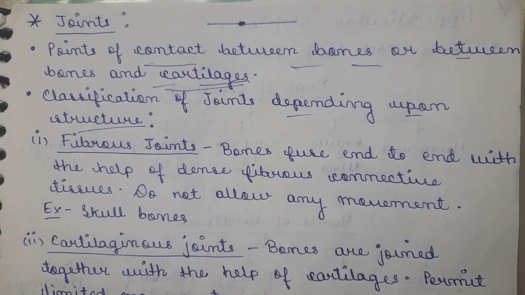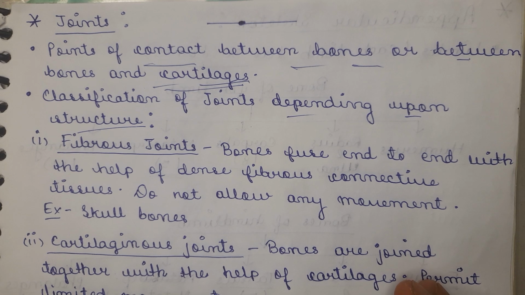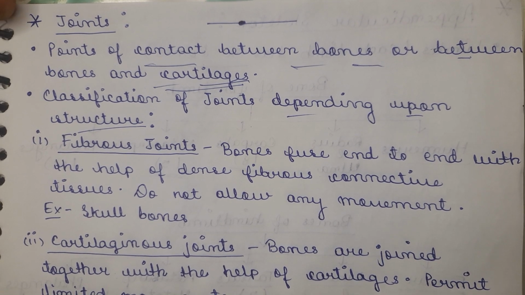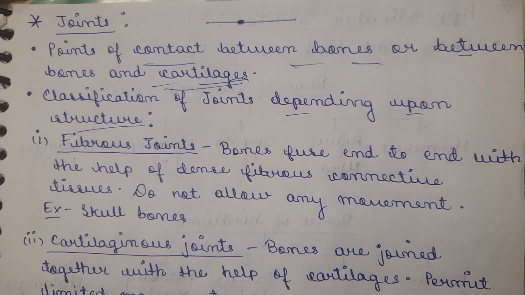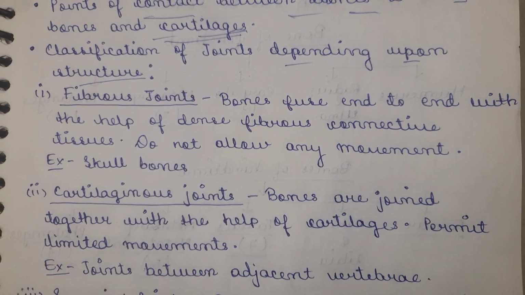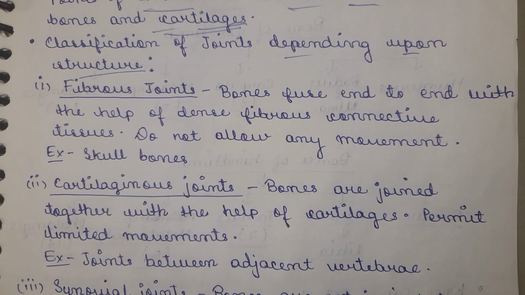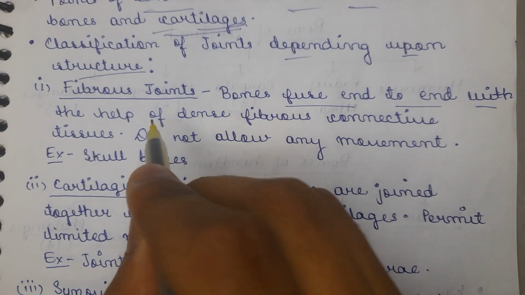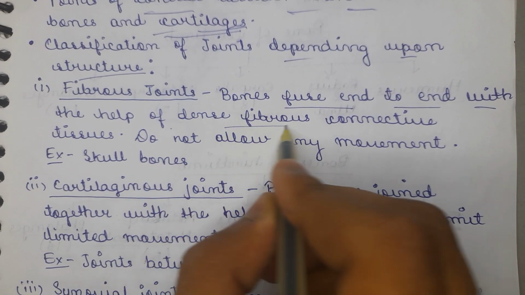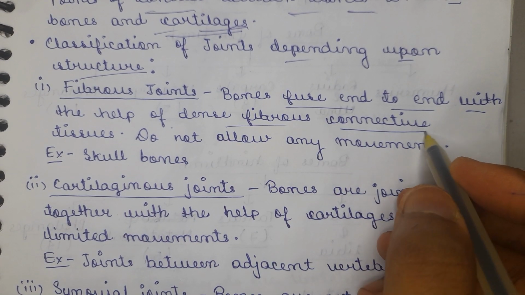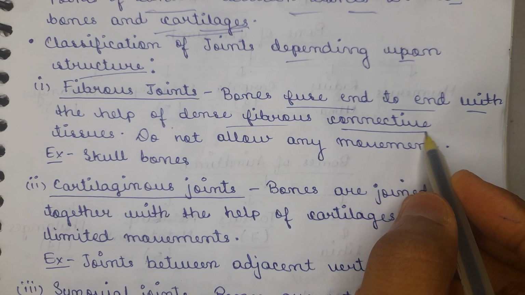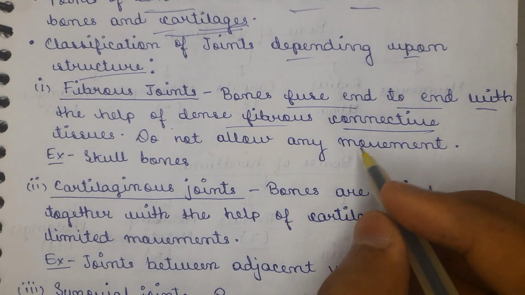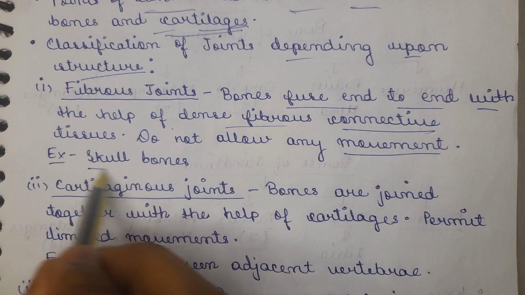So joints are of three types. The first one is the fibrous joint, the second one is the cartilaginous joint, and the third one is the synovial joint. So the first one, the fibrous joints. In these joints the bones are fused end to end with the help of dense fibrous connective tissues, and these types of joints do not allow any movement. For example, you can see it in the skull bone.